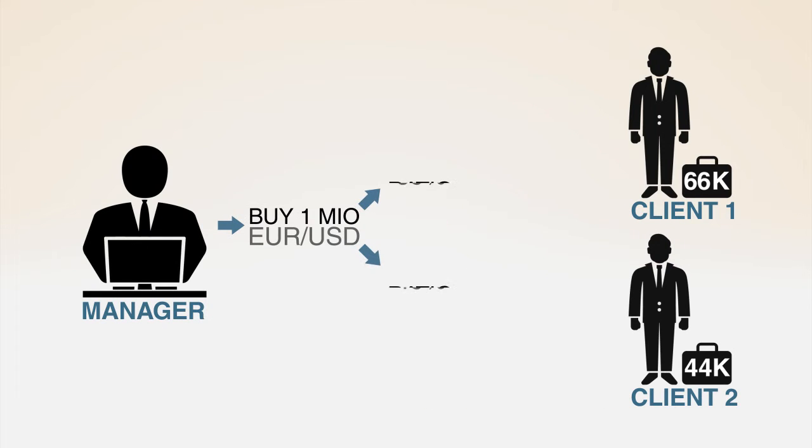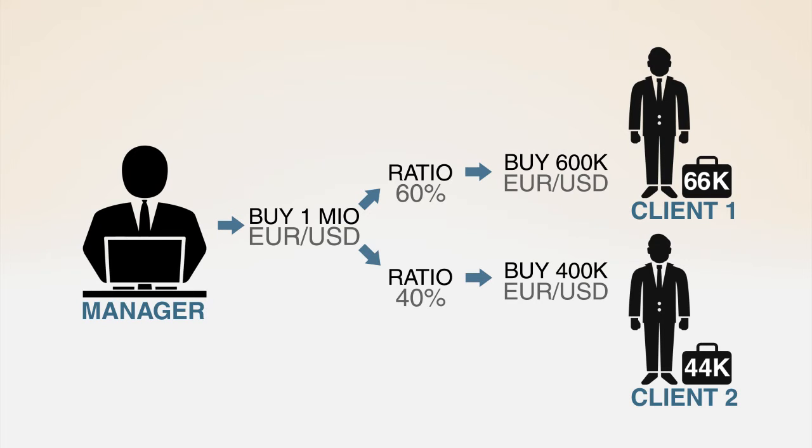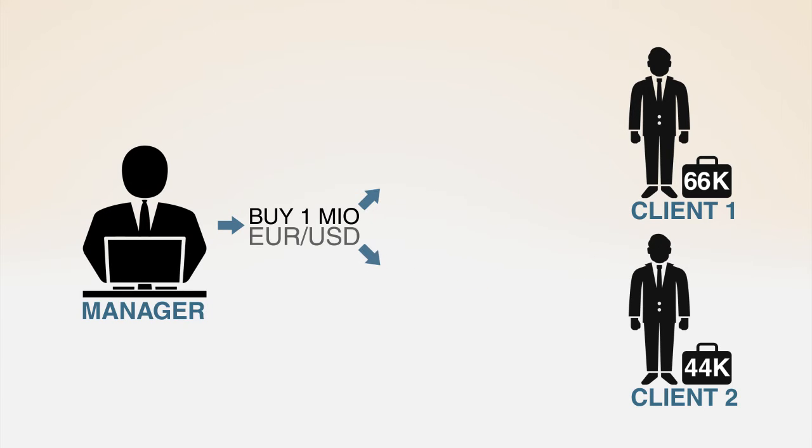What happens when one of the clients decides to block trading on his or her account, or the equity stop loss for the account is triggered? Let's use the previous example. Two clients, one with a ratio of 60%, the other one with a ratio of 40%. The manager opened a position of 1 million euros. 600,000 euros is allocated to client 1, 400,000 euros to client 2.